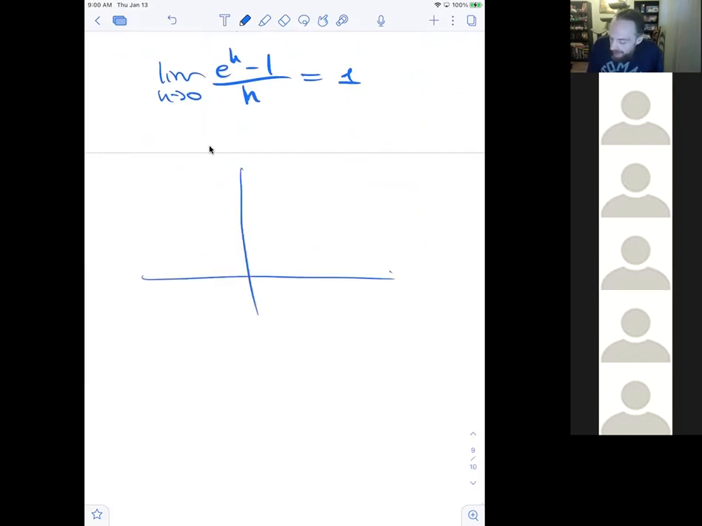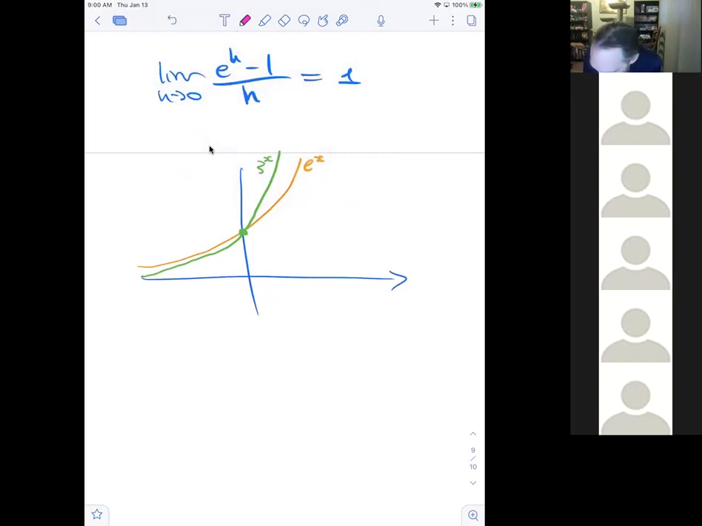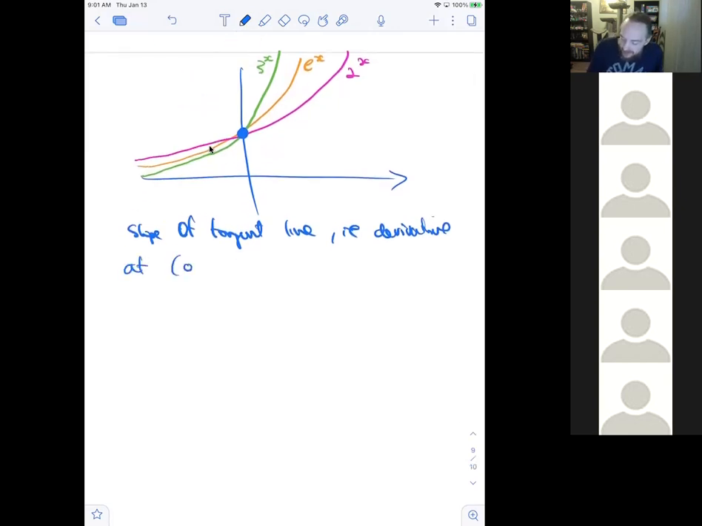What they're getting at is this. We know all the exponential functions go through (0, 1). So there's got to be a function that does this, and this will be 3 to the x, and then we're going to have another one that will be 2 to the x. So there has to be some number, and what we want is the slope of the tangent line, i.e. the derivative, at (0, 1) to be m exactly equal to 1.